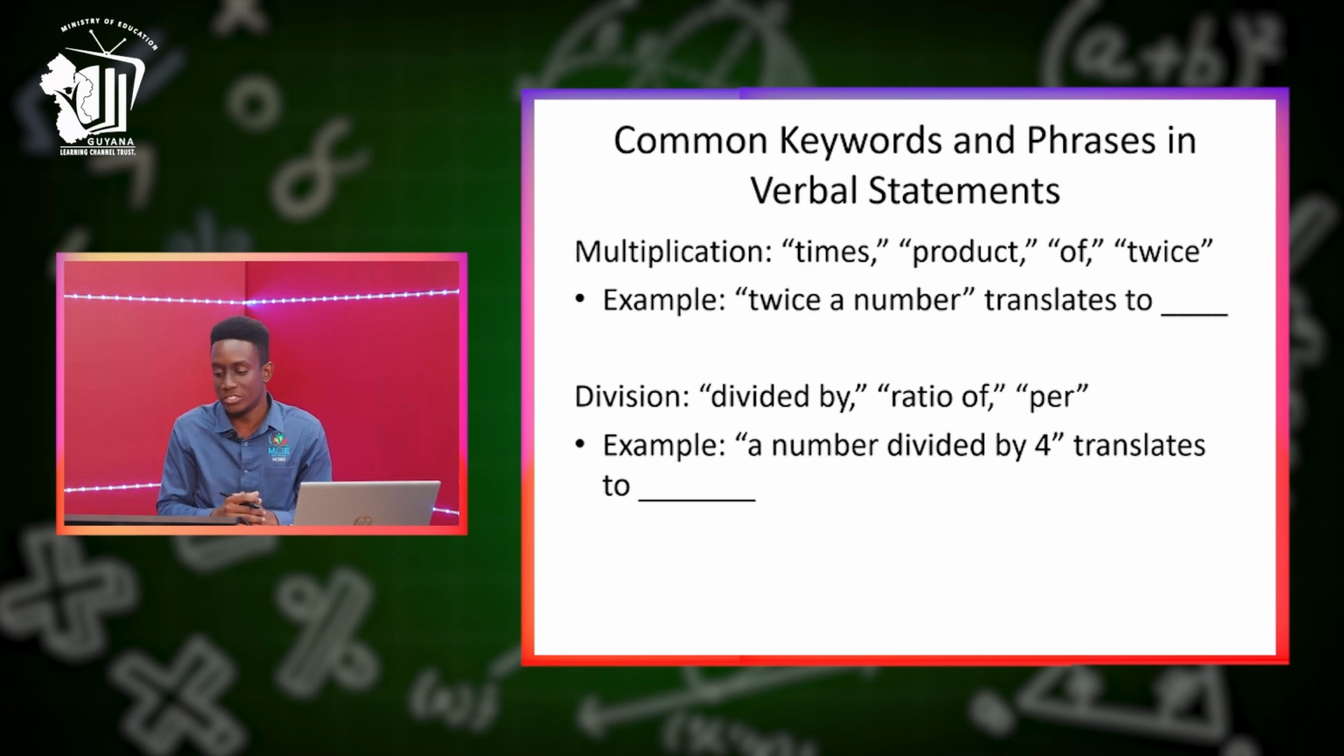Next one, multiplication. For multiplication, we will see words such as times, product, of, twice. For the example, it says twice a number. We don't know what the number is. So twice a number would be 2 multiplied by the unknown. So we can say 2x. So 2 times x, which is the same as 2x. And next one, division. For division, we will see phrases such as divided by, ratio of, per. For example, a number divided by 4. We don't know what the number is, so we can say b divided by 4. And that is how we represent that statement.